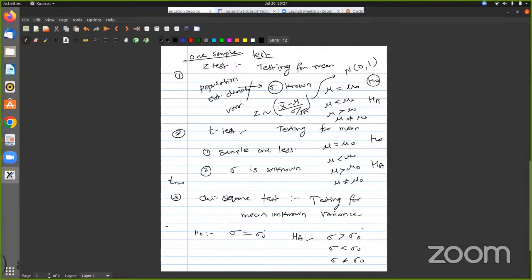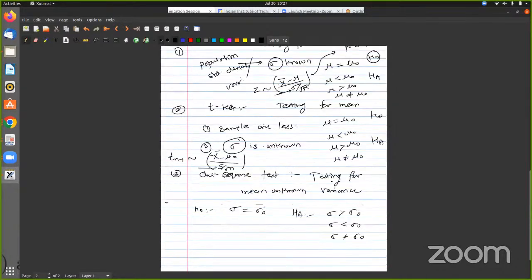The t-test is represented by T with n minus 1 degrees of freedom. T is the test statistic, x bar minus mu naught divided by s by root n. You can identify the difference: here I used s instead of sigma, because sigma was unknown in the t-test. So the t-test is done.